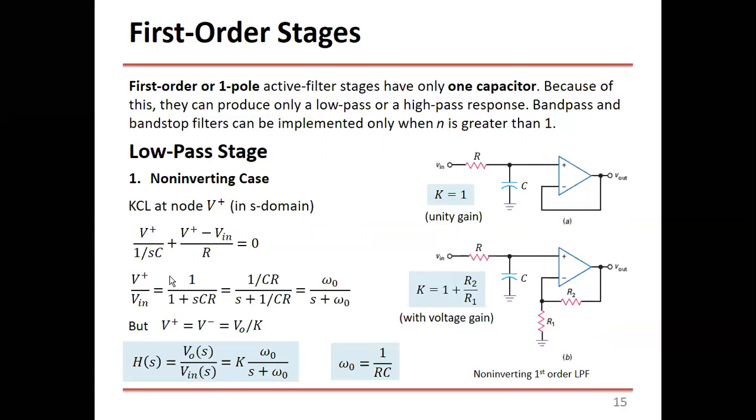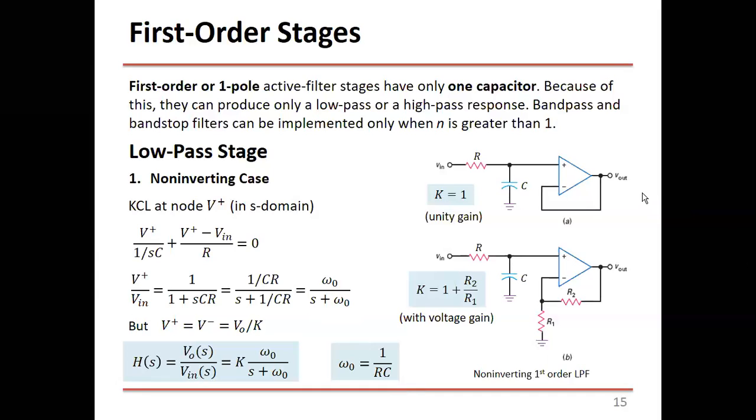So you just separate the variables V plus and Vn and rearrange the equation. You come up with this one, and you multiply by 1 over CR in both sides, so you get this one. And you define 1 over CR as omega naught, which is the corner frequency, the 3 decibel frequency. So you end up with omega naught divided by S plus omega naught, where omega naught is this value. Okay.